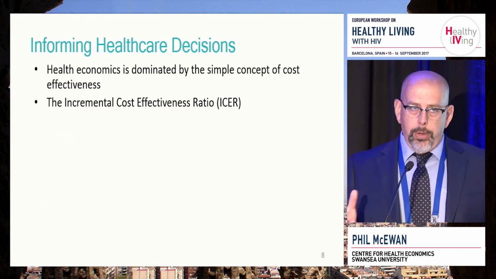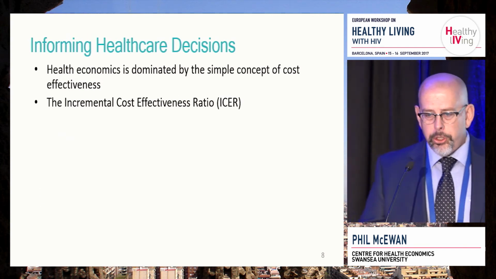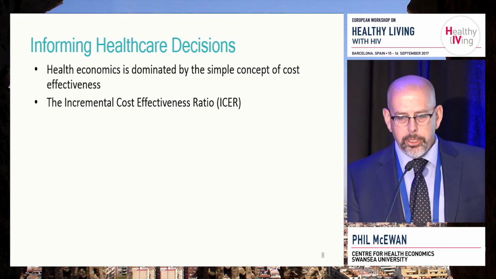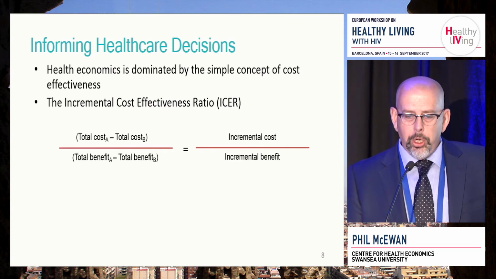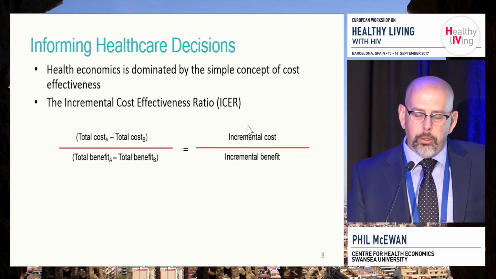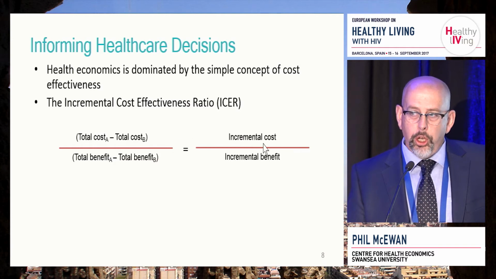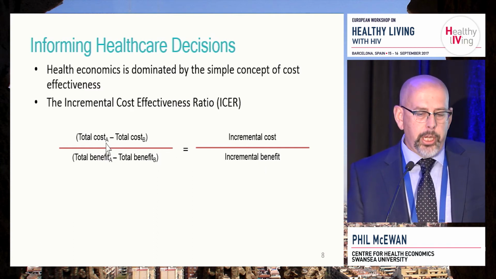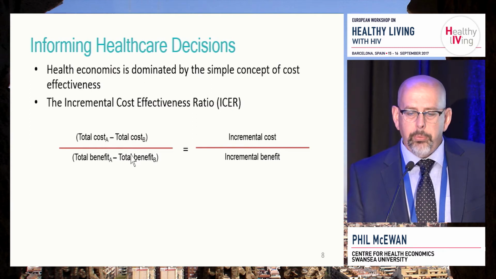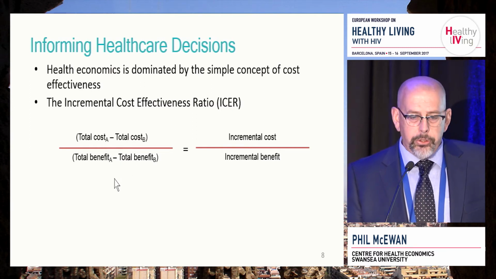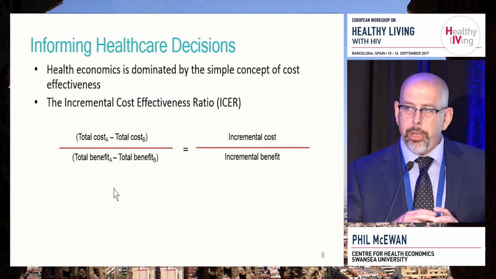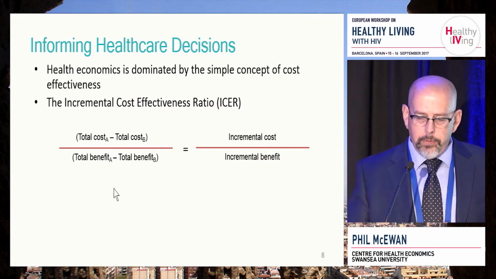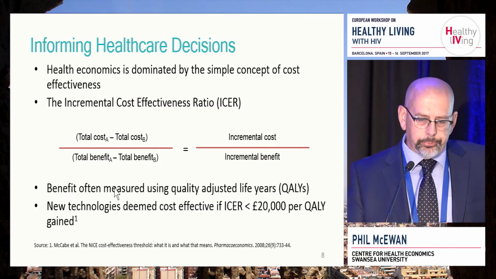So we've talked so far about costs and benefits, and that leads us to the fundamental concept of cost effectiveness and the incremental cost effectiveness ratio, which seeks to explore the relationship between the additional costs of a health intervention and the additional health benefits that it brings. And we do that by calculating the total costs of our new technology, A versus B, and we divide that by the health benefits associated with A and B. And those health benefits are typically calculated over the lifetime of a patient.